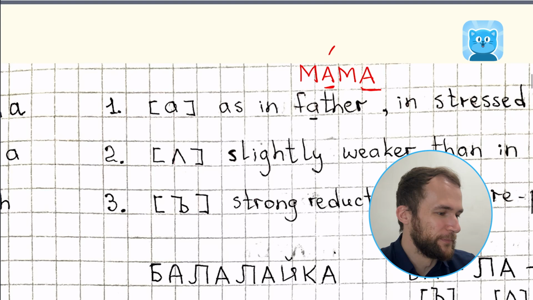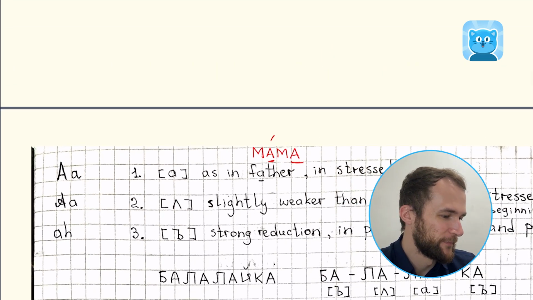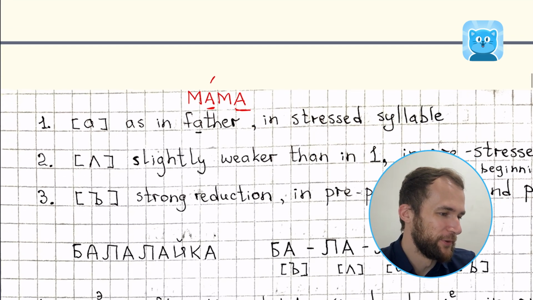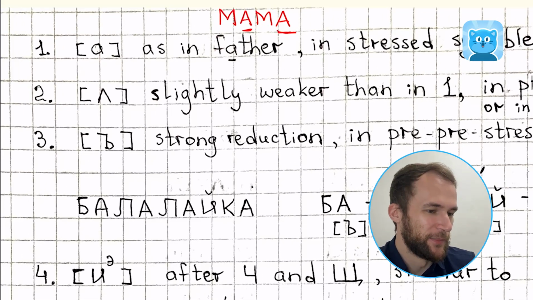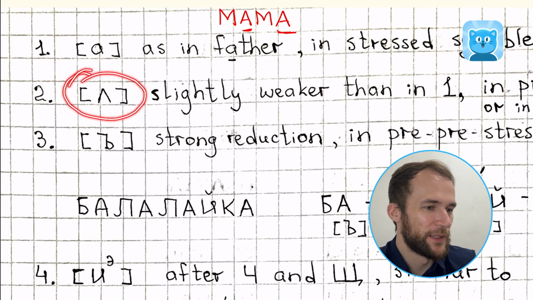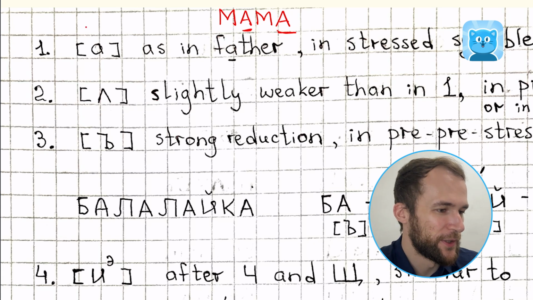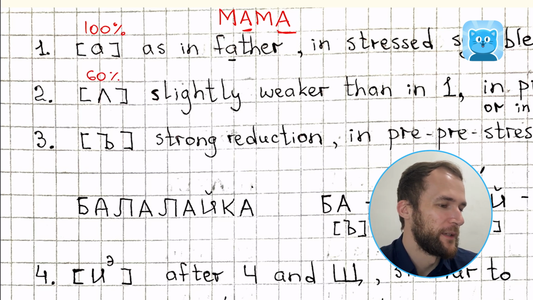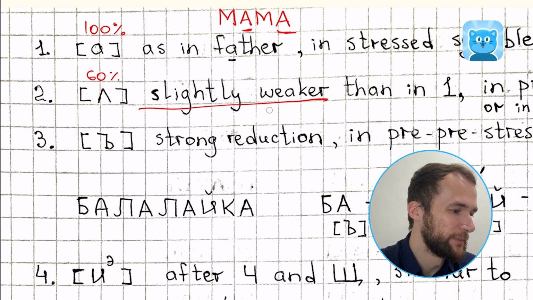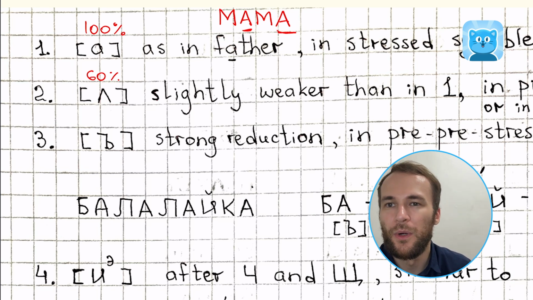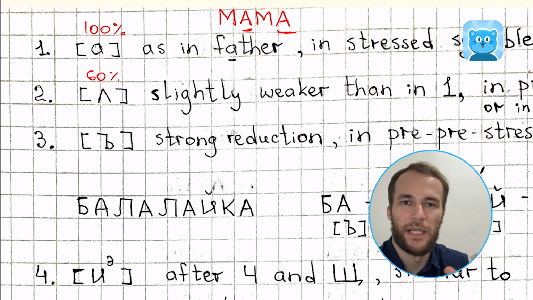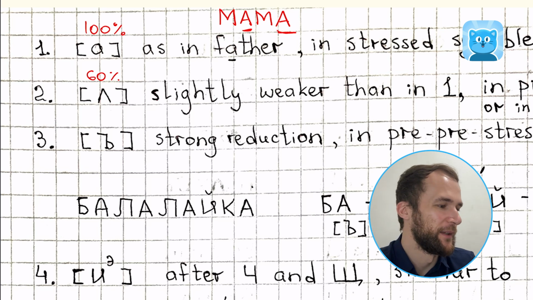Now, when we're talking about syllables, I will show you here. Number 2. So this is a stressed syllable, which is 100% energy. And this one is only around 60% of energy. It's slightly weaker, or not slight, it's quite weaker, minus 30%, minus 40%.